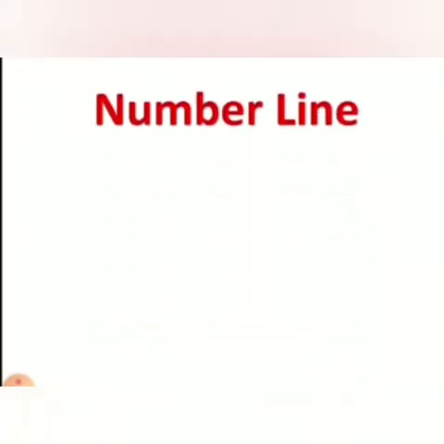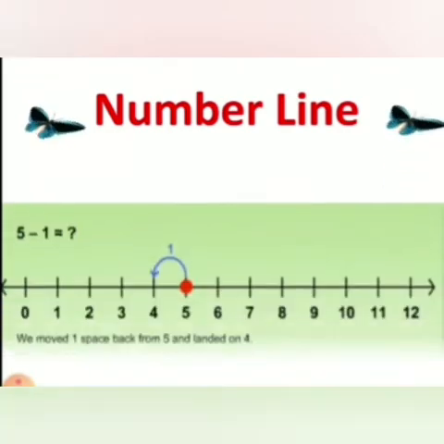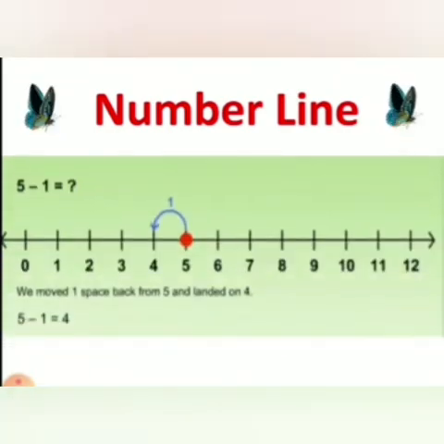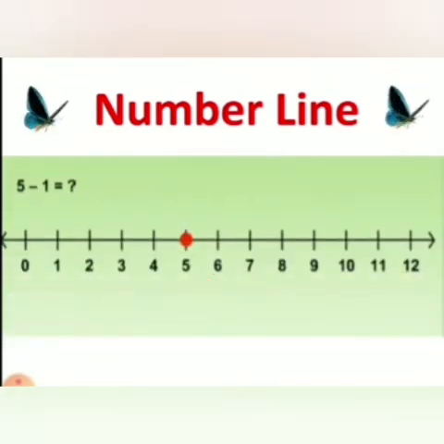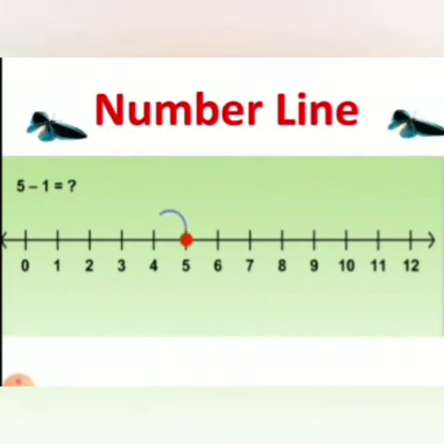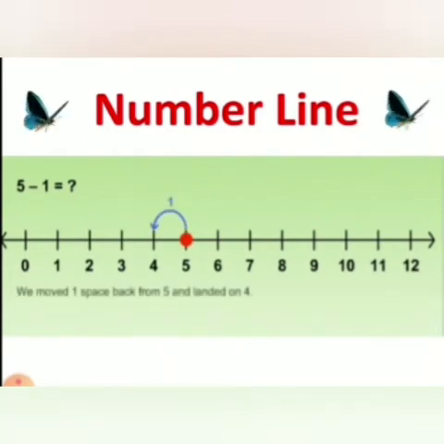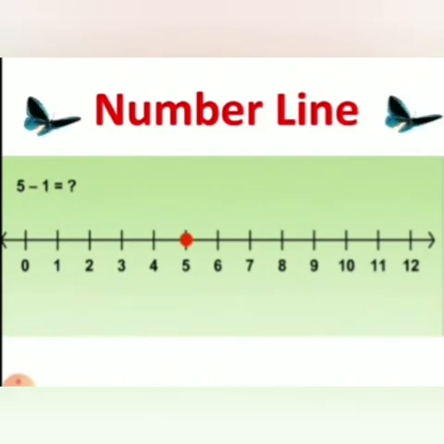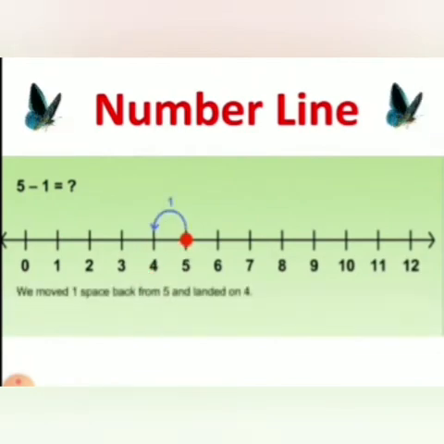We can do subtraction with the help of number line also. 5 minus 1. So here it's a 5. We'll move 1 back. So it is 4. We have moved 1 back from 5 and we have touched 4. So 5 minus 1 is equal to 4.